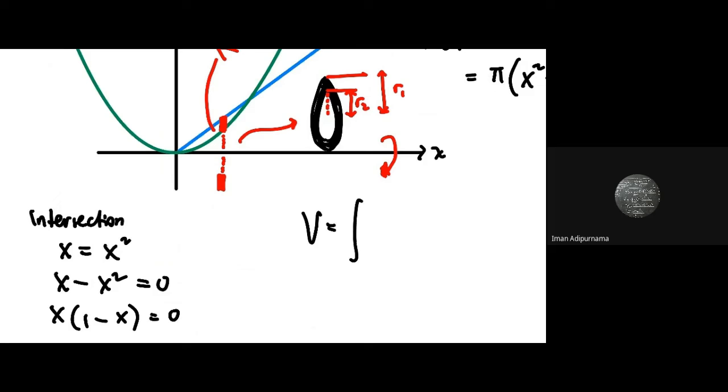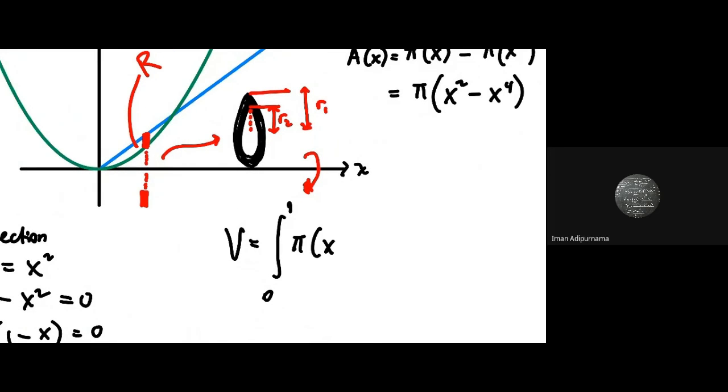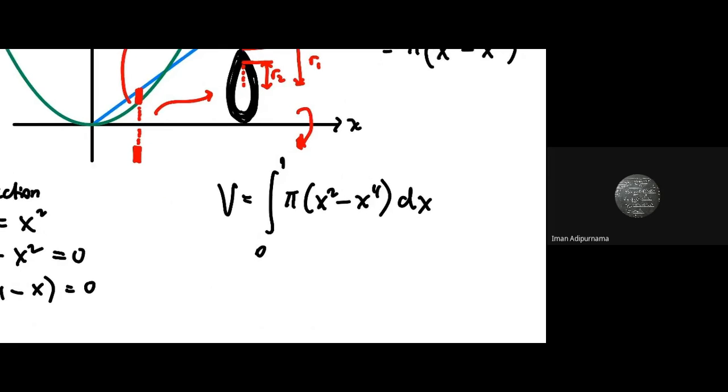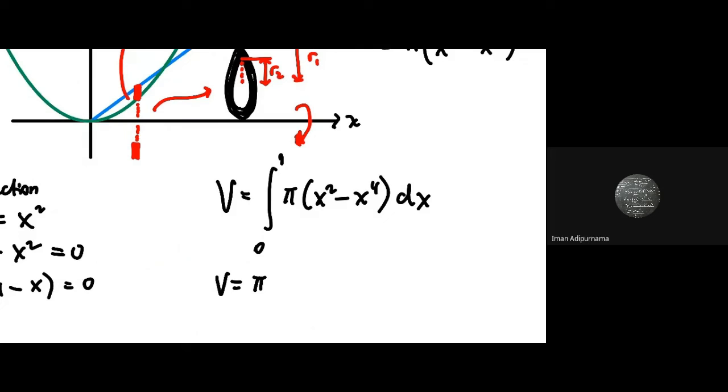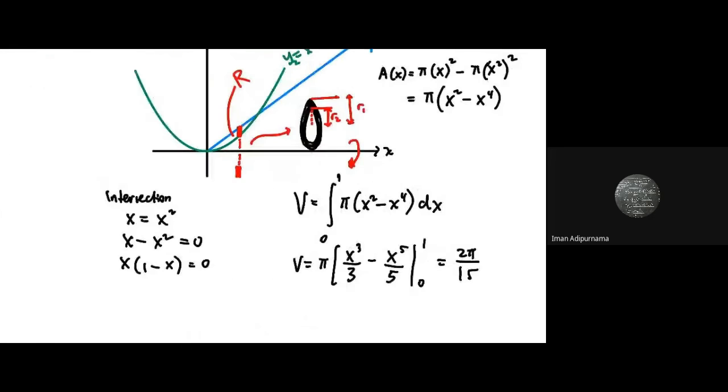So we can evaluate the volume from 0 to 1 and write the whole thing. This will be our volume. The integration will be x cubed over 3 minus x to the fifth over 5, from 0 to 1. We can compute this, and it becomes 2 over 15 pi.